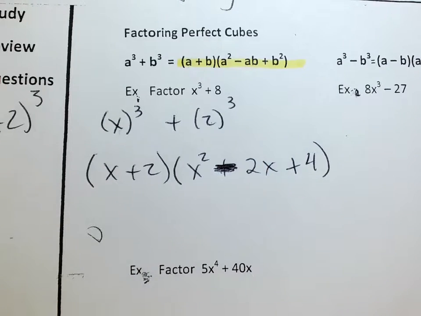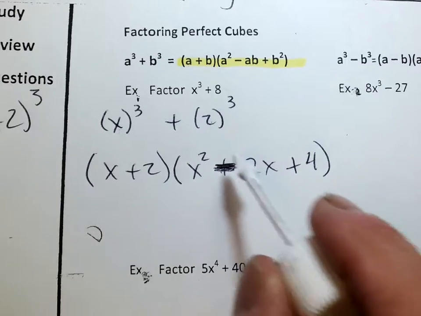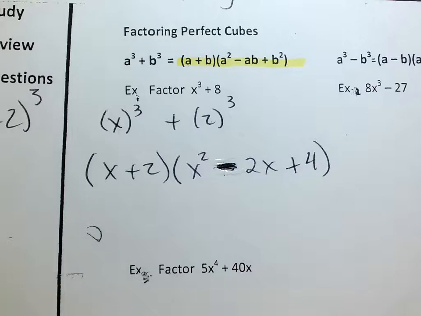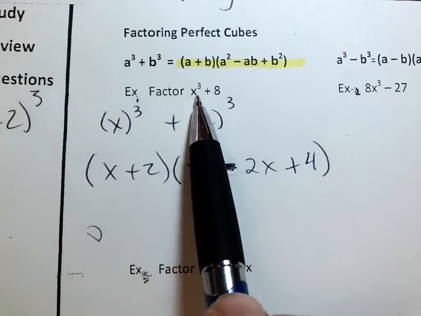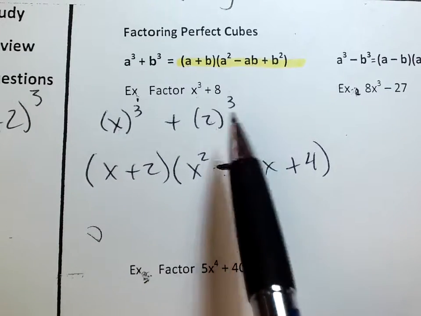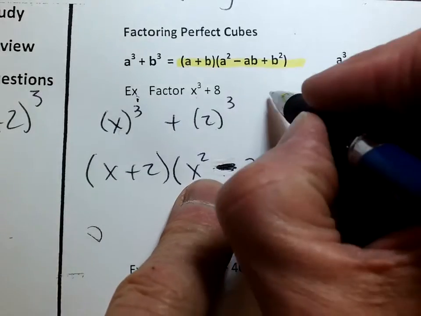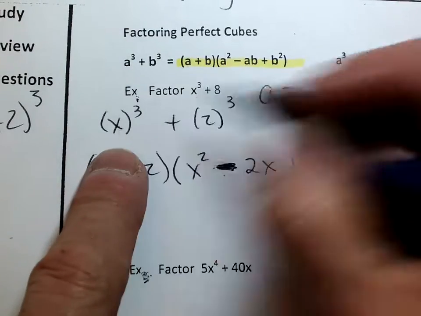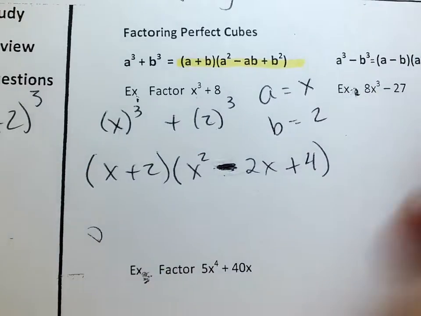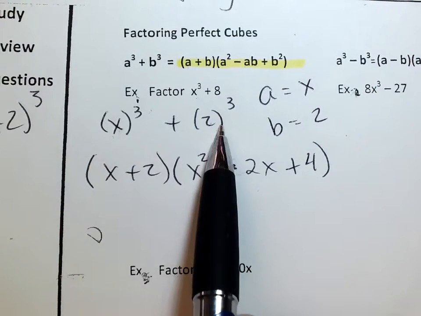I did not understand that. Okay, let me do it again, okay? Thank you, Avi, for saying that. Let me do it another way. So, we're looking for a perfect cube plus a perfect cube. I know that 2 cubed is 8. So, what I'm doing is I'm letting a equal my x. I'm letting my b equal my 2. Because I have x cubed plus 2 cubed, right?